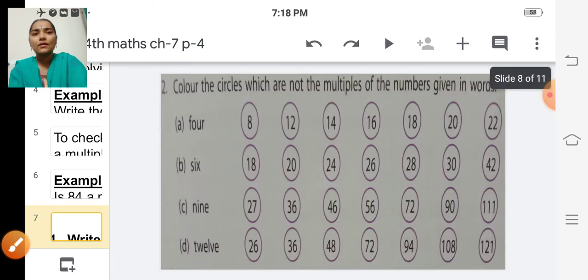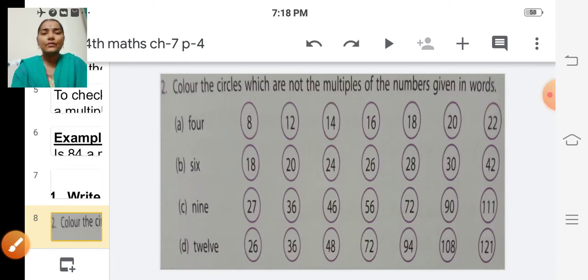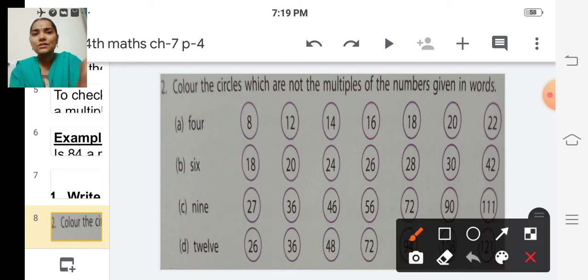Yes. The next one, second problem. Color the circles which are not the multiples of the numbers given in words. So we are going to color the circles which are not multiples of the given numbers. They have given the numbers in words. Okay. And we are going to color the circles which are not multiples of the given number. Shall we do? Yes. So see the first one, A, 4.